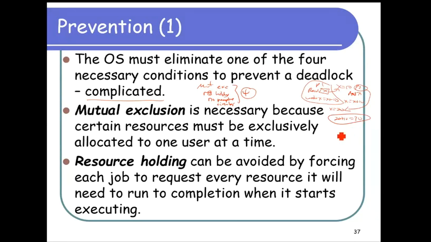You cannot do too much mutual exclusion, or you cannot do too little mutual exclusion. Some of it is very important, okay, to do mutual exclusion. But if too much mutual exclusion, your system will become very slow, and it's not really an effective solution. Must be balanced. Okay. Resource holding can be avoided by forcing each job to request every resource it will need to run to completion when it.